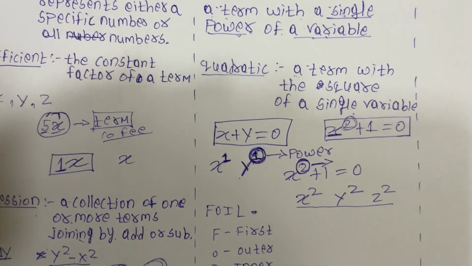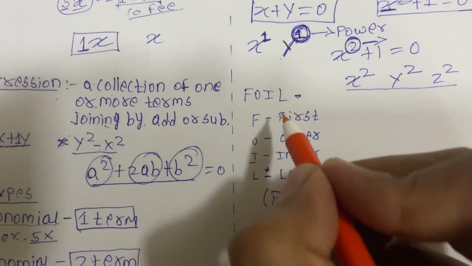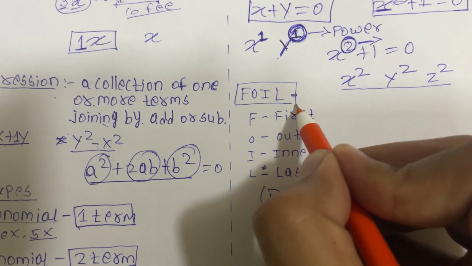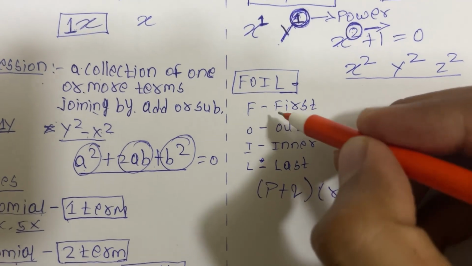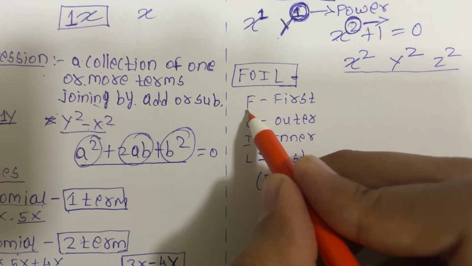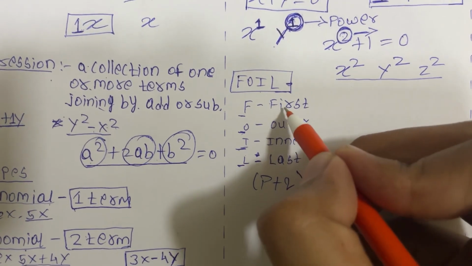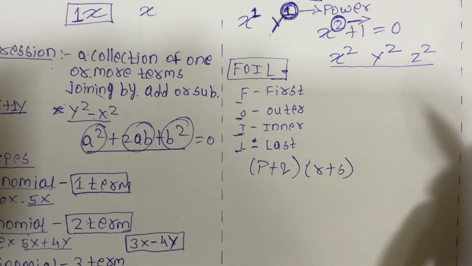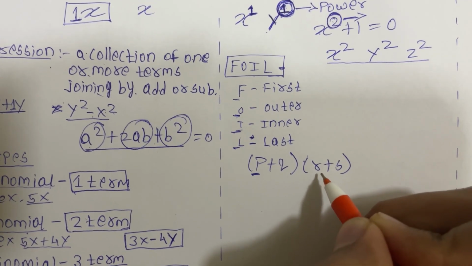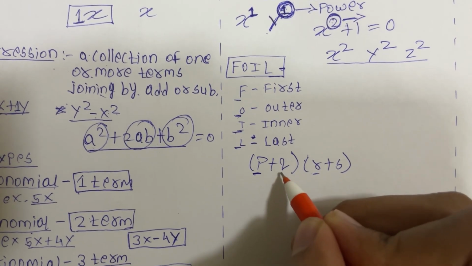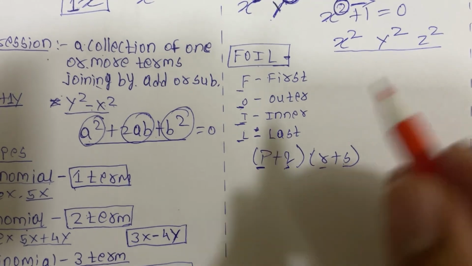Further, now we are going to learn about FOIL. FOIL does not mean paper foil. FOIL is short for first, outer, inner, last. What does this mean?